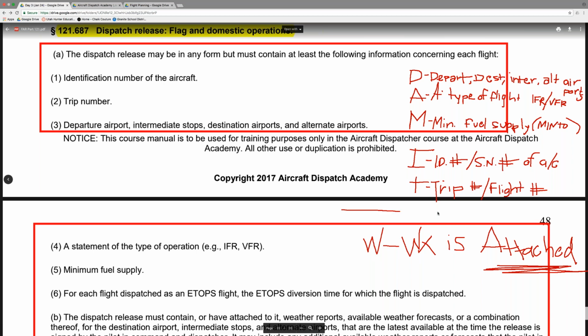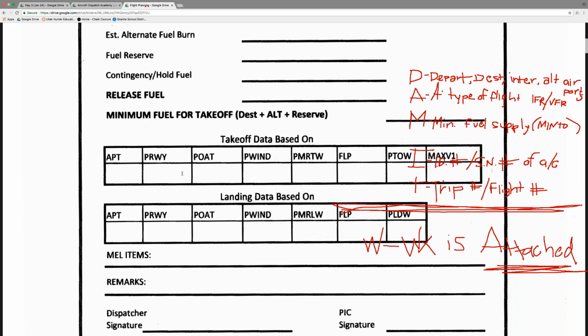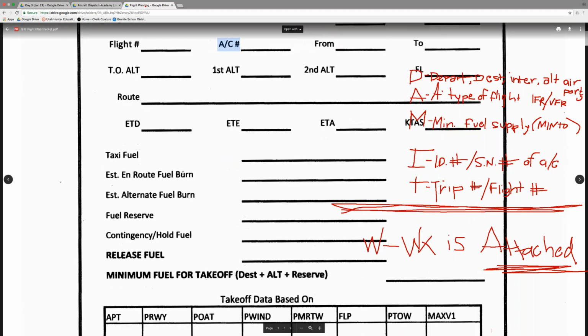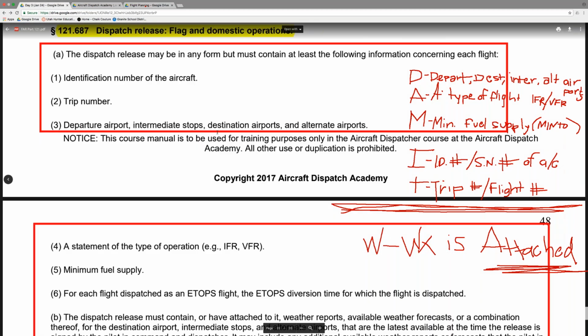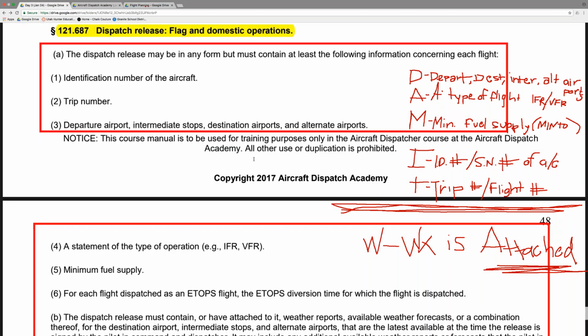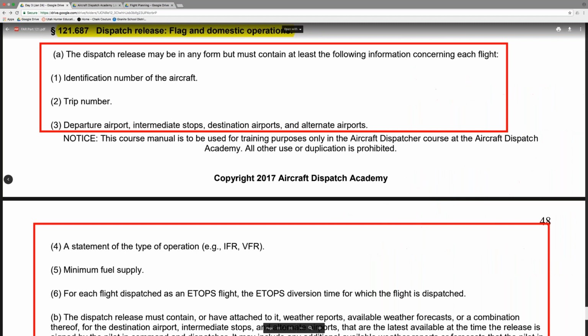So just remember that these are separate, right? The dispatch release on this, do you see a spot where it requires weather? Anywhere on that dispatch release? No, right? There is no weather there. Our weather packet is always attached to the dispatch release. Okay, everybody got it? My fancy drawing? Okay, I'm going to erase it then.